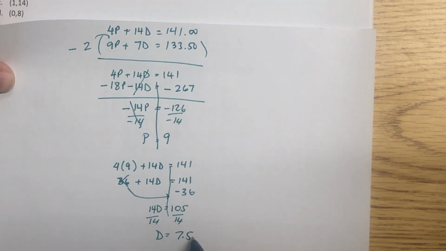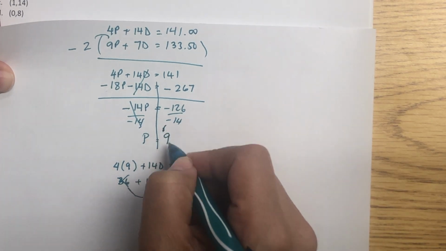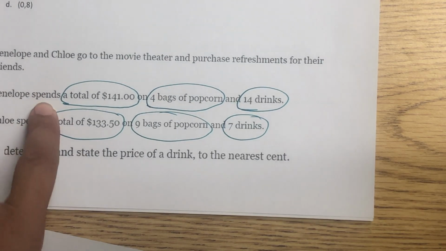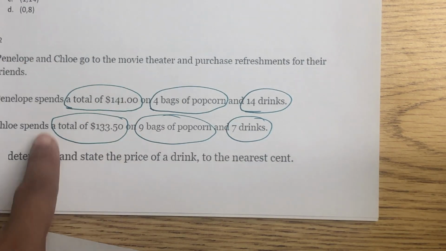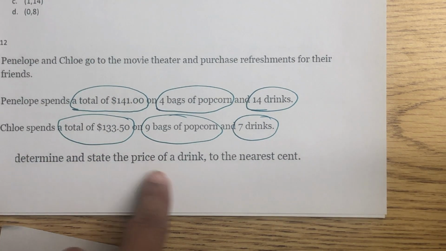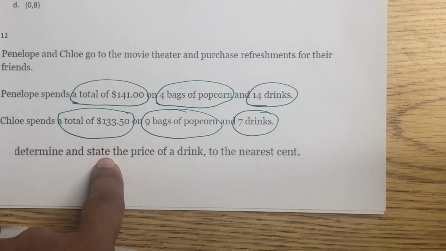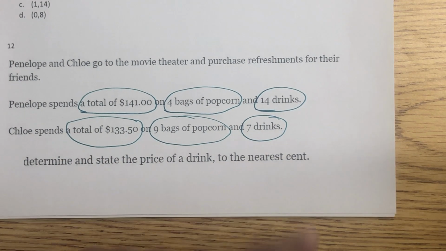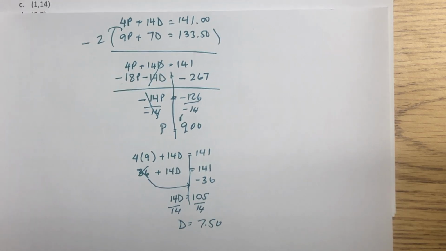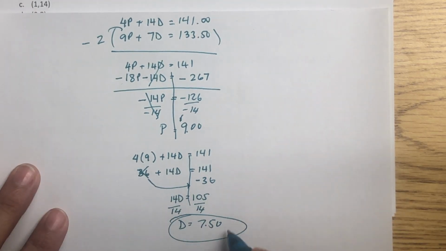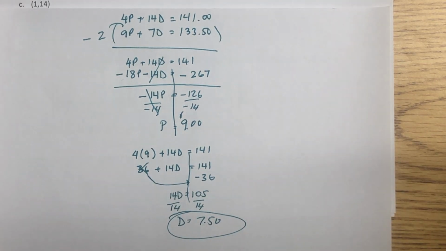Now, they usually ask you to write this out in a full sentence, so I'm just going to say it. If Penelope spends a total of this and Charlotte spends a total of that, determine and state the price of a drink to the nearest cent. Okay, so you need to read the question. So the price of a drink is $7.50.